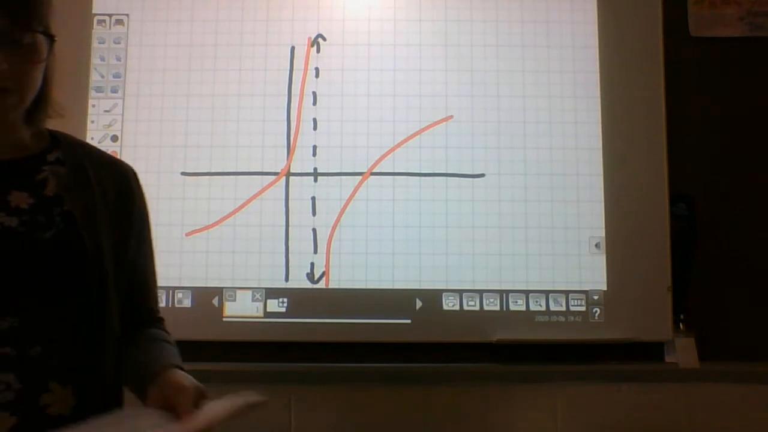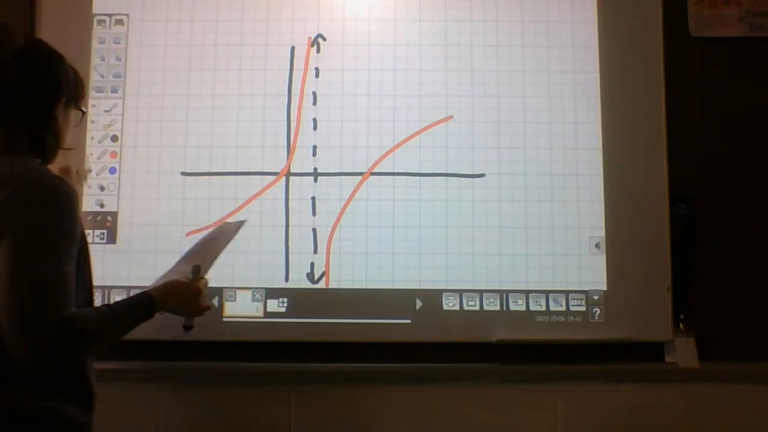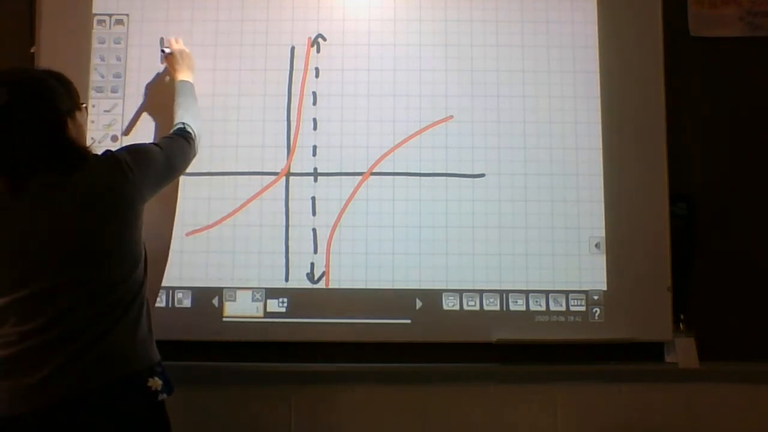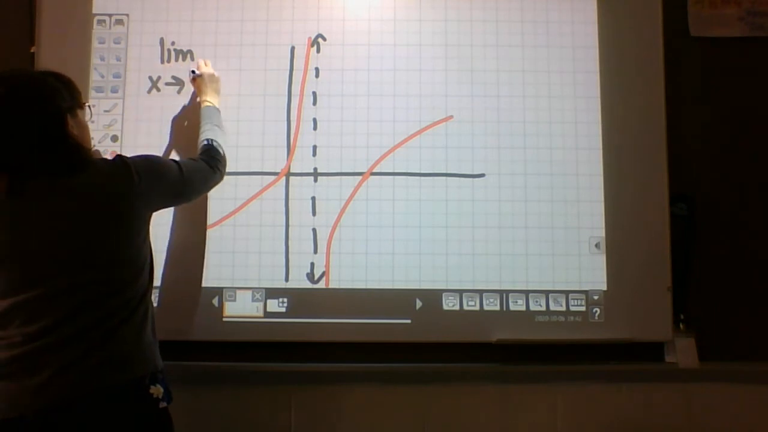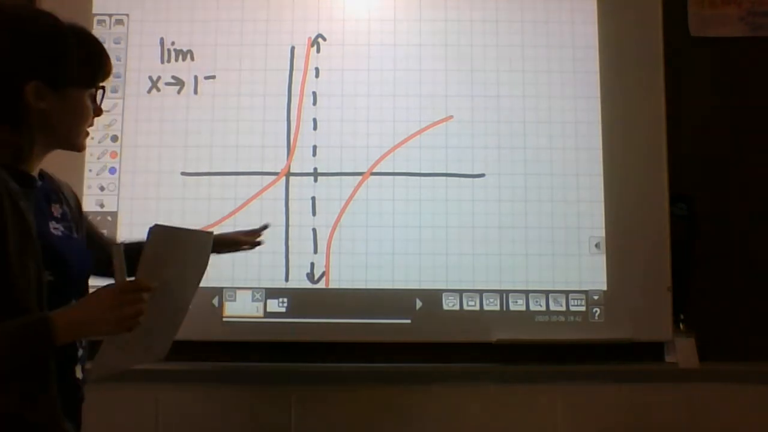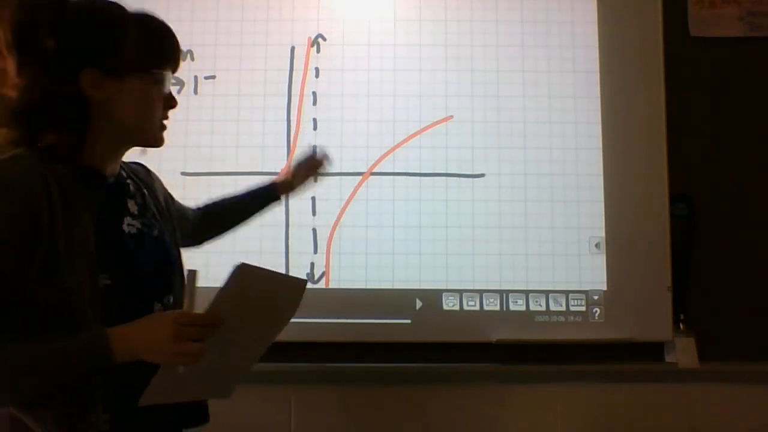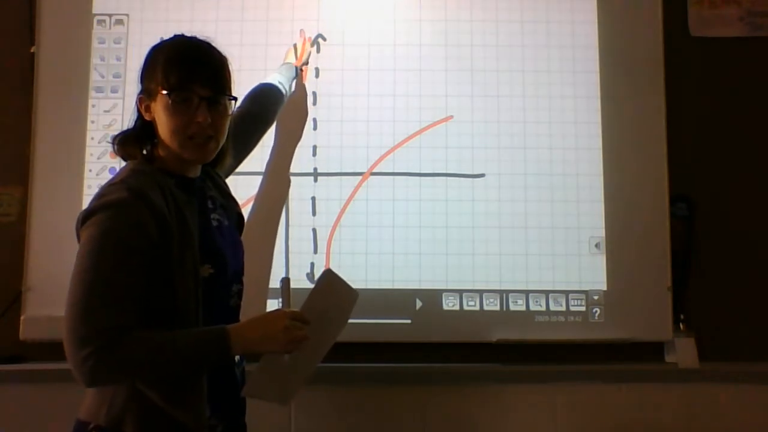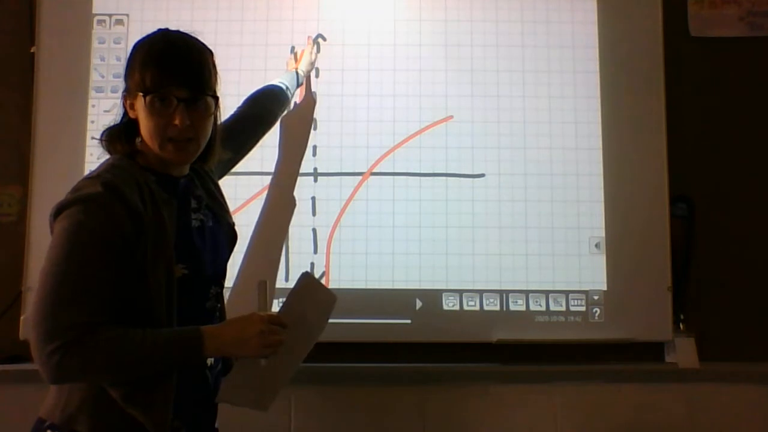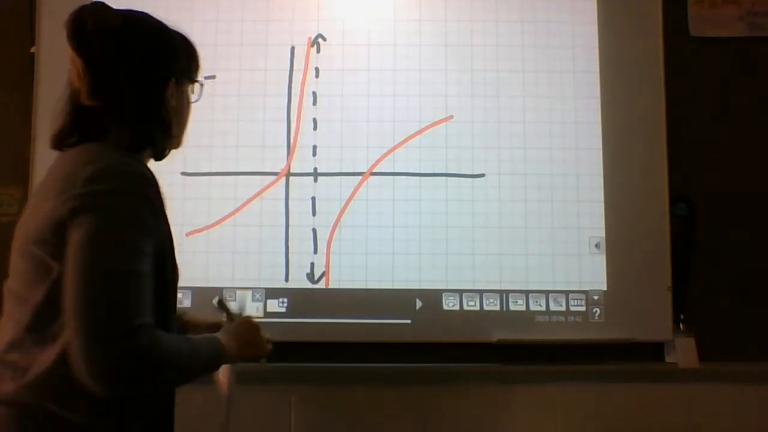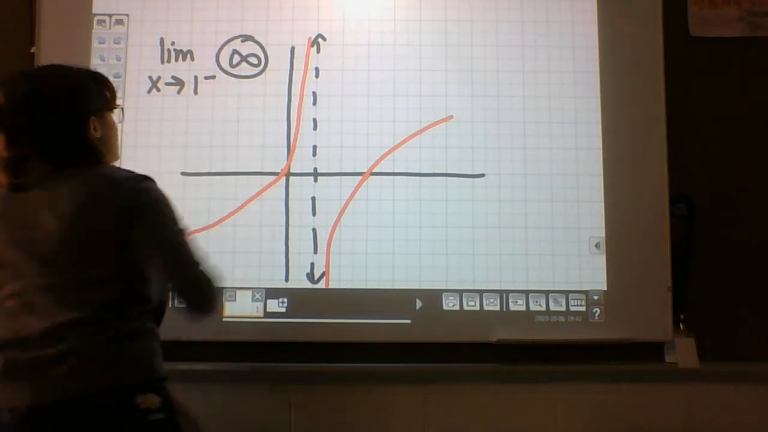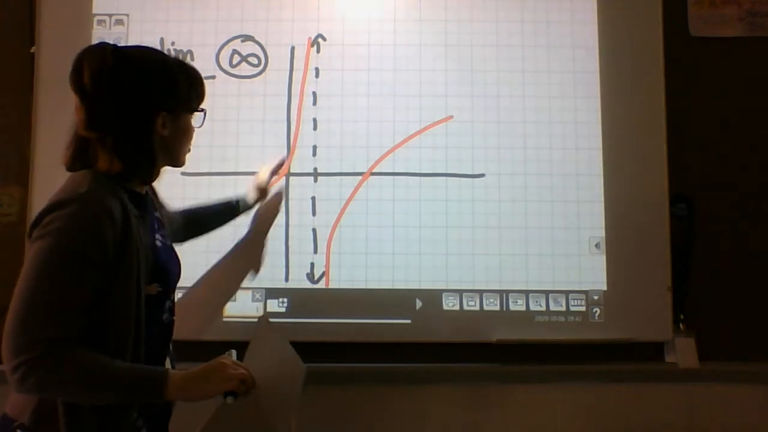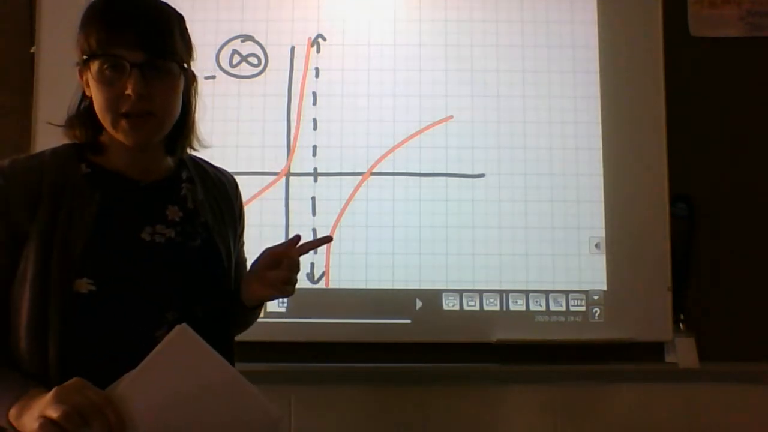Okay, so now it says find the limit of this function as x approaches 1 from the left. Okay, so here's where x equals 1. Right here, x equals 1. We're coming in from the left, and it's going more and more positive, so that would be positive infinity. Okay, so again, as we come in from the left towards x equals 1, it's getting more and more positive, so that means the limit is positive infinity.